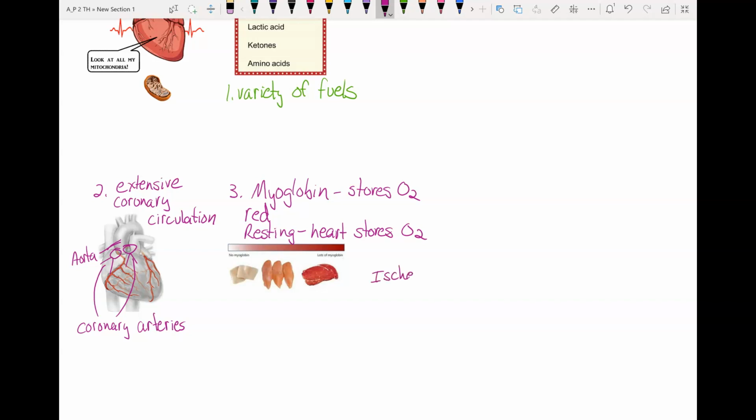Ischemia is a condition in which you would not get enough oxygen. And remember, other cells would switch to fermentation. Well, your heart can't survive on fermentation. That's not enough ATP for it. So if you get ischemia, not enough oxygen to your heart cells, that is what can lead to a heart attack. So getting plenty of oxygen to your heart is very important.